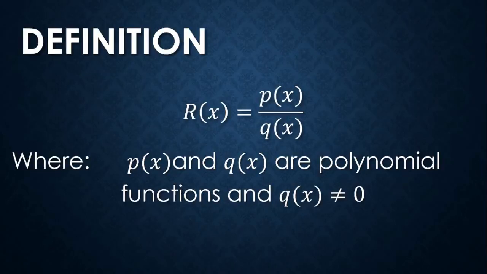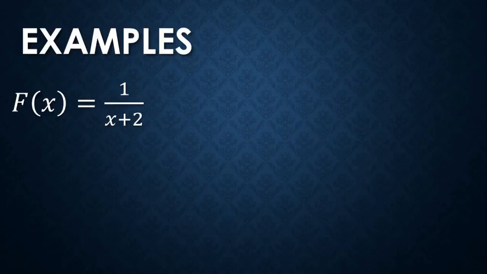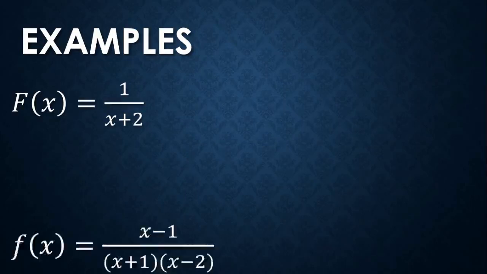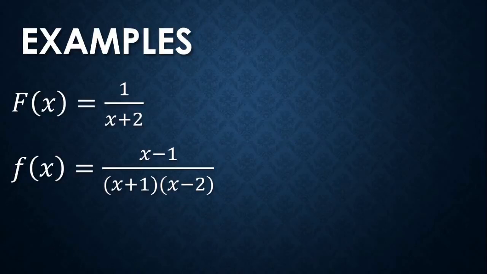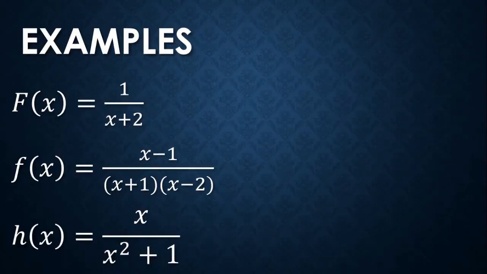Okay, now here are some examples of rational function. We have f of x equals 1 over x plus 2. Another example is f of x equals x minus 1 all over the product of x plus 1 and x minus 2. And the third example is h of x equals x over x squared plus 1. Okay, so that is the introduction of our topic, rational functions.